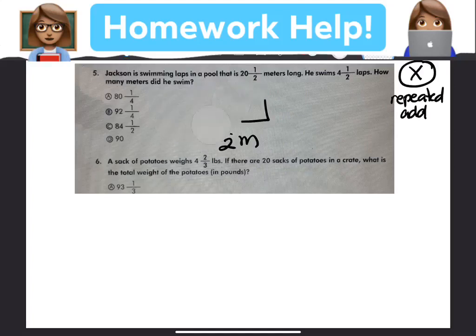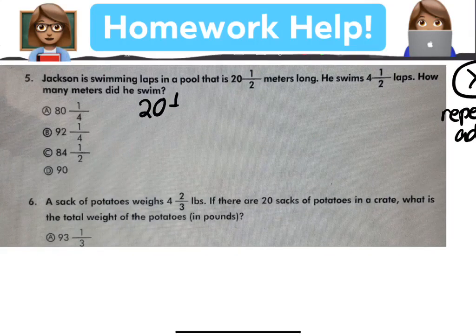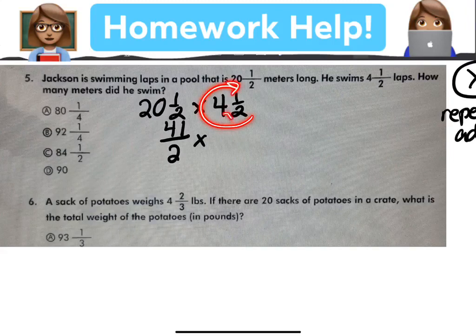All right, so I'm going to erase this for a second to give us some room. Let's make it a little bigger. So I have 20.5 times 4.5, because he swam it 4.5 times. I'm going to change these from mixed to improper. I'm going to do a little loop-de-loop: multiply first, and then add. I'm going to start by putting this 2 here, and then I do 20 times 2, which is 40, and 40 plus 1, which is 41. I do the same thing over here: 4 times 2 is 8, plus 1 is 9. And that's going to give me 369 over 4.